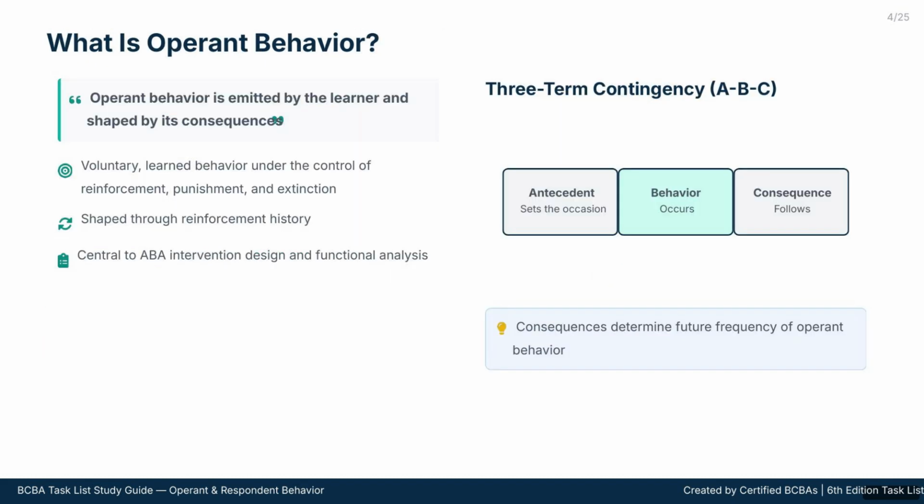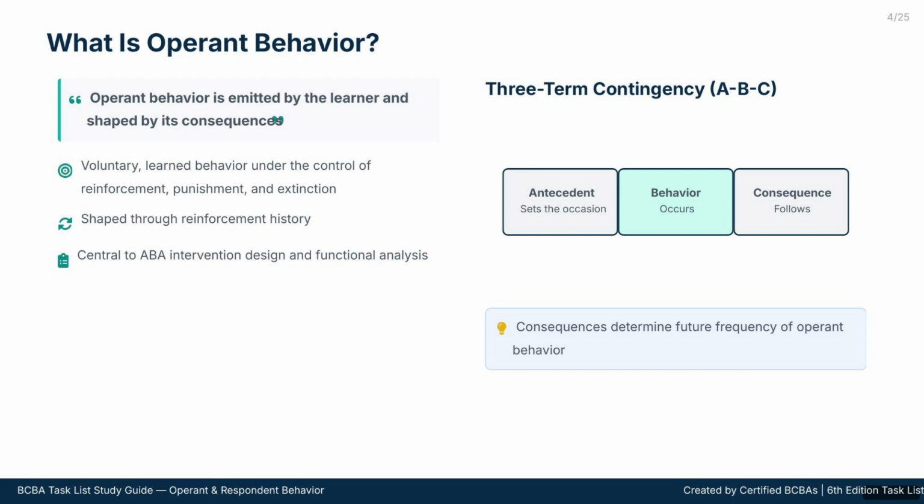Operant behavior is behavior that is emitted by the learner and shaped by its consequences. It is voluntary, learned behavior under the control of reinforcement, punishment, and extinction. Operant behavior is central to ABA intervention design and functional analysis, and it is best understood through the three-term contingency. The antecedent sets the occasion, the behavior occurs, and the consequence follows.